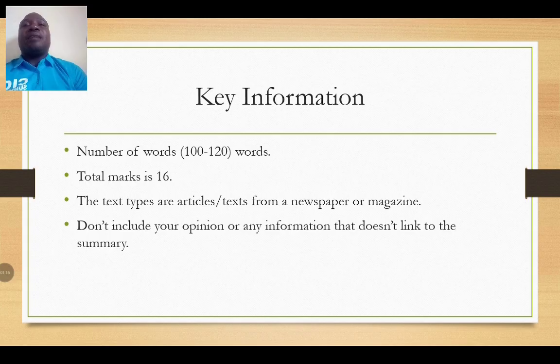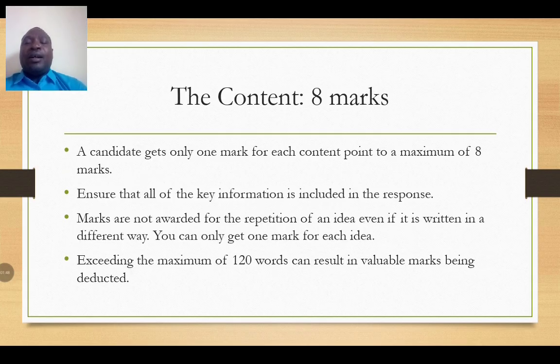In summary writing, you will be given a text, which is an article from a newspaper or magazine, and they are going to ask you to summarize a specific part of the text. They do not ask you to summarize the whole text because it will be impossible for anyone to summarize the whole text in 120 words. So you don't have to include any information that does not link to the summary, and do not include your own opinion at all. Now let's look at the content, which is 8 marks.